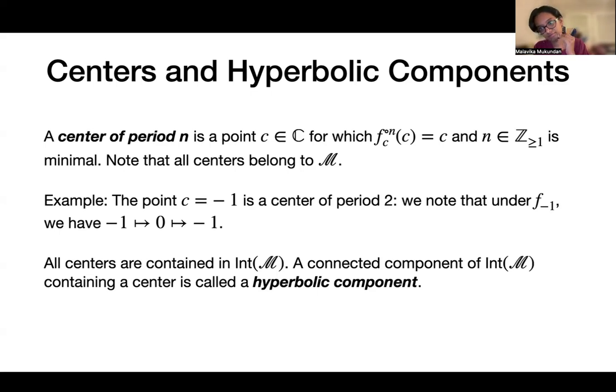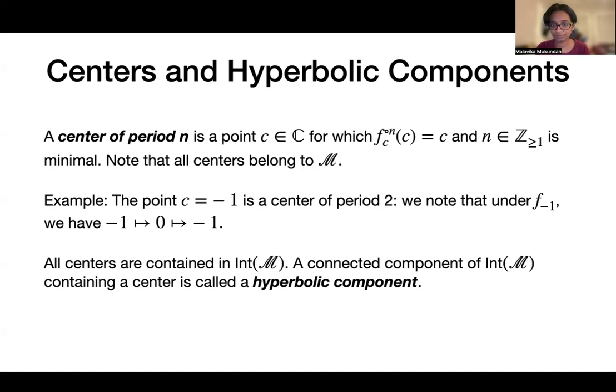Why is that? We note that under f sub -1, which is the polynomial z squared minus 1, the input -1 goes to 0, and then 0 comes back to -1. So -1 and 0 form a 2-cycle. So that makes C equal to -1 a center of period 2. It turns out that all centers are contained in the interior of the Mandelbrot set.